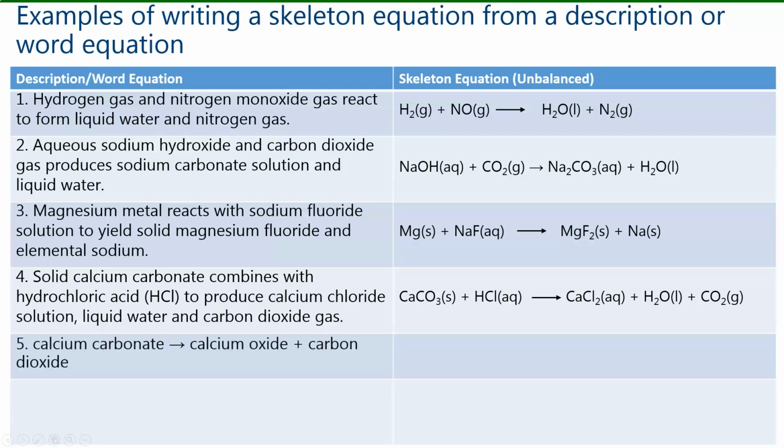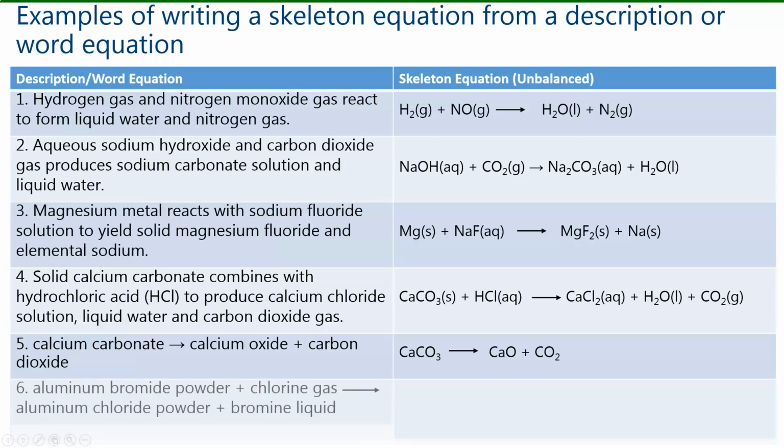Now we have a word equation. We have calcium carbonate breaks down into calcium oxide plus carbon dioxide. So our skeleton equation looks like this. It didn't give us enough information in the word equation for us to put in the states here, so I left those out. And for our last one, we have a word equation.